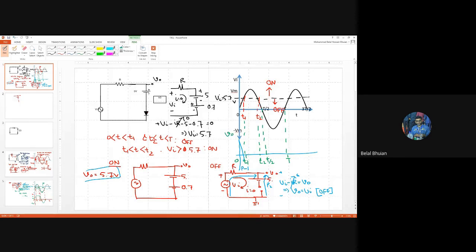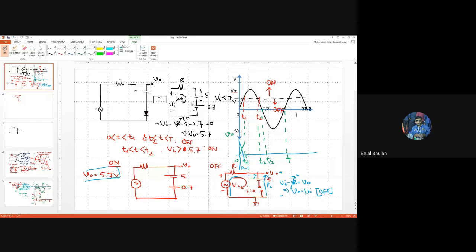First of all, let's analyze between 0 and T1. What is going to happen? Is the diode on or off? You tell me. Off. So if it is off, which relationship are we going to consider? This relationship: V naught is equal to Vi. What does that mean? Input and output have the same shape. So that means copy. We're going to see something like that.